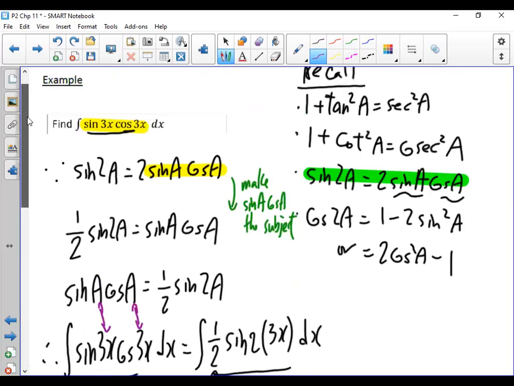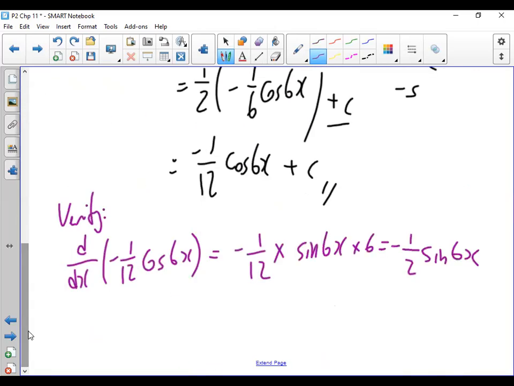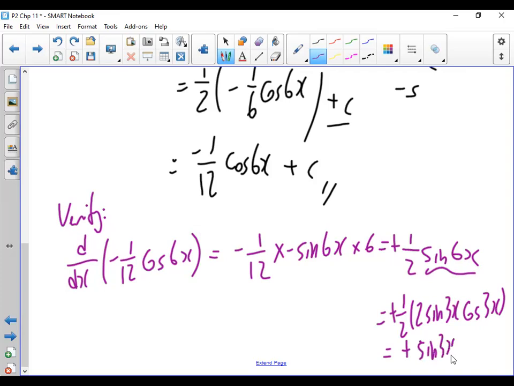But how is that the same as the question? The question is sine 3x cos 3x, because sine 6x is the same as 2 sine A cos A, which is the same as minus, oh wait, hang on, differentiating cos is negative sine, so negative sine. So plus, no wonder why the negative is in there. Positive sine 3x cos 3x, which is the same as the question. And that's how we verify: we can differentiate.